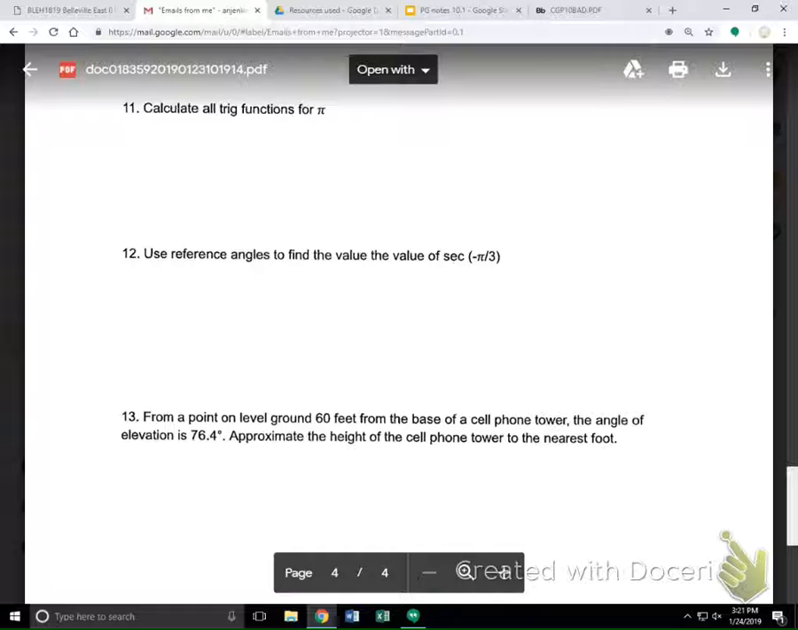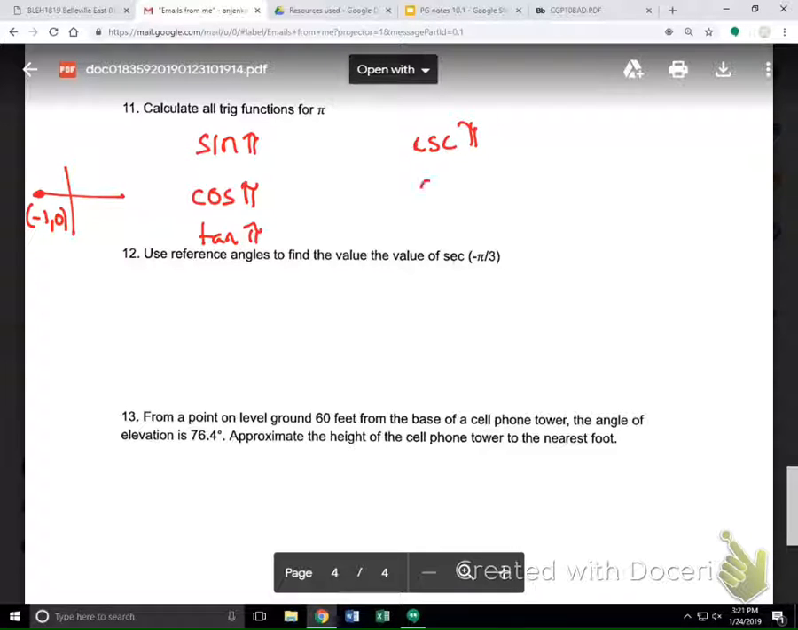So for 11, we're at pi. So on your unit circle, it's 180 degrees. My coordinate point's going to be? -1, 0. So I'm going to do sine of pi, cosine of pi, tan of pi. It's the same thing. We're just doing them for quadrantal and other angles. We have cosecant of pi, secant of pi, cotangent of pi. So, 0, -1.